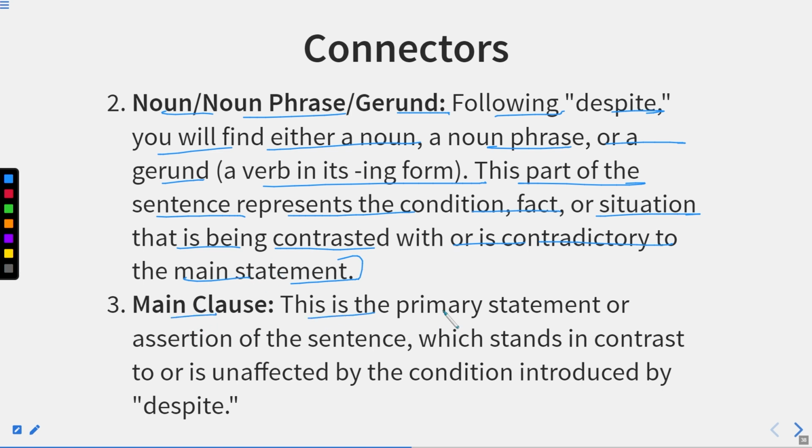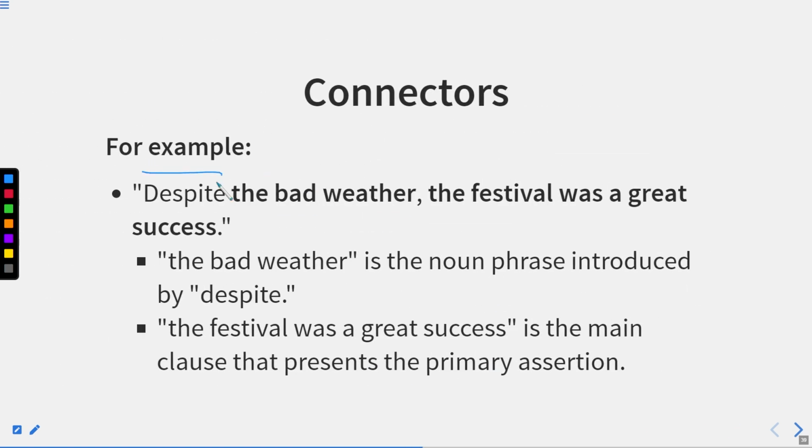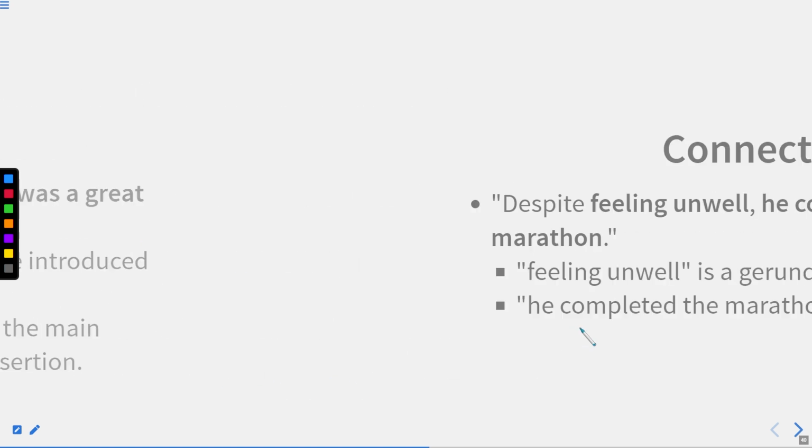Main clause. This is the primary statement or assertion of the sentence, which stands in contrast to, or is unaffected by, the condition introduced by despite. For example, despite the bad weather, the festival was a great success. So the bad weather was there, still it did not affect the festival. It was a great success. The bad weather is the noun phrase introduced by despite, whereas the festival was a great success is the main clause that presents the primary assertion.